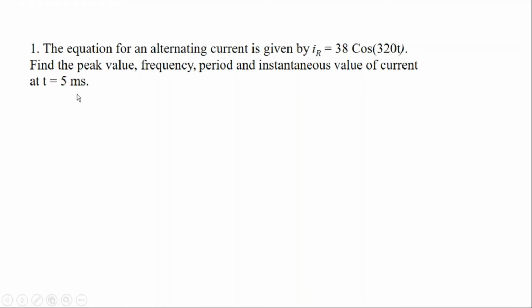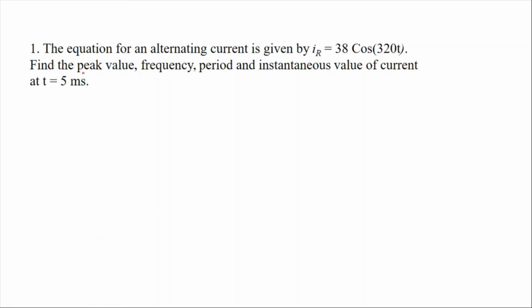This is the first question, and we are asked to find the peak value, frequency, period, and instantaneous value of current at t equal to 0.5. T is equal to 5 milliseconds. Here is the change of the current with time.